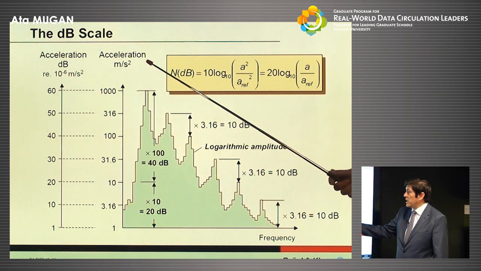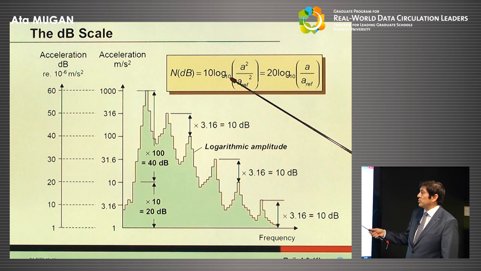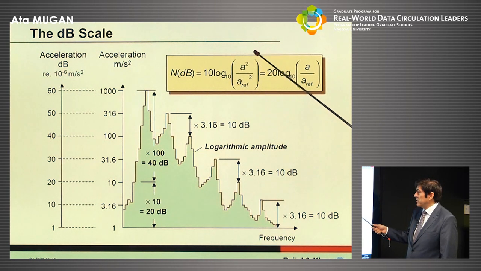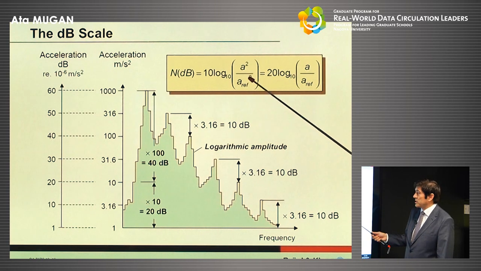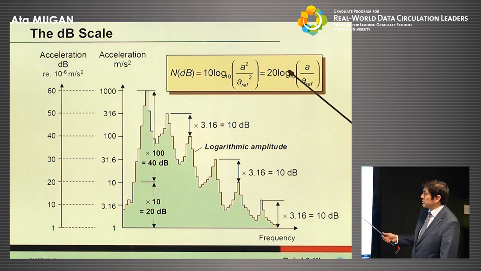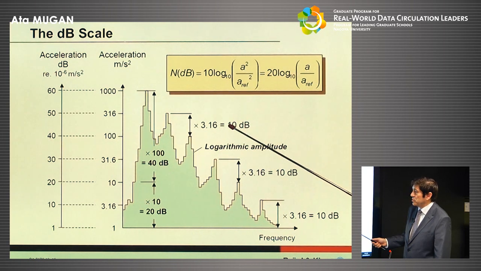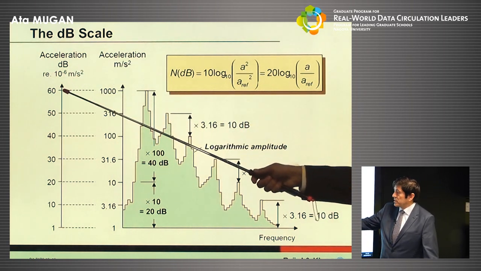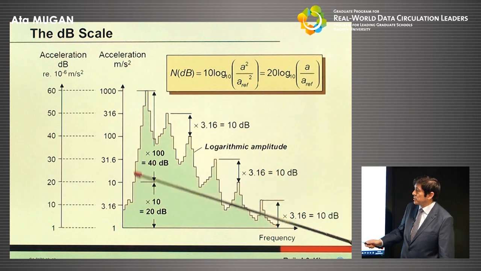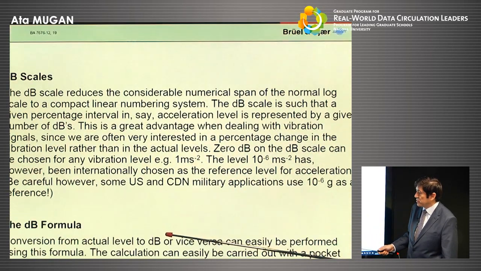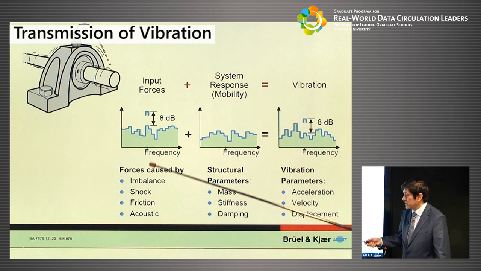There's a term, decibel. Decibel is defined this way. Decibel means 10 times logarithm base 10 of this ratio. There's a reference value, generally selected as 1, and this is equal to 20 times logarithm 10 over a reference. That's how decibel is used. This axis shows decibel definition and acceleration definition. For instance, 60 decibel corresponds to 1,000 meter per square second. Decibel is frequently used in vibration analysis.